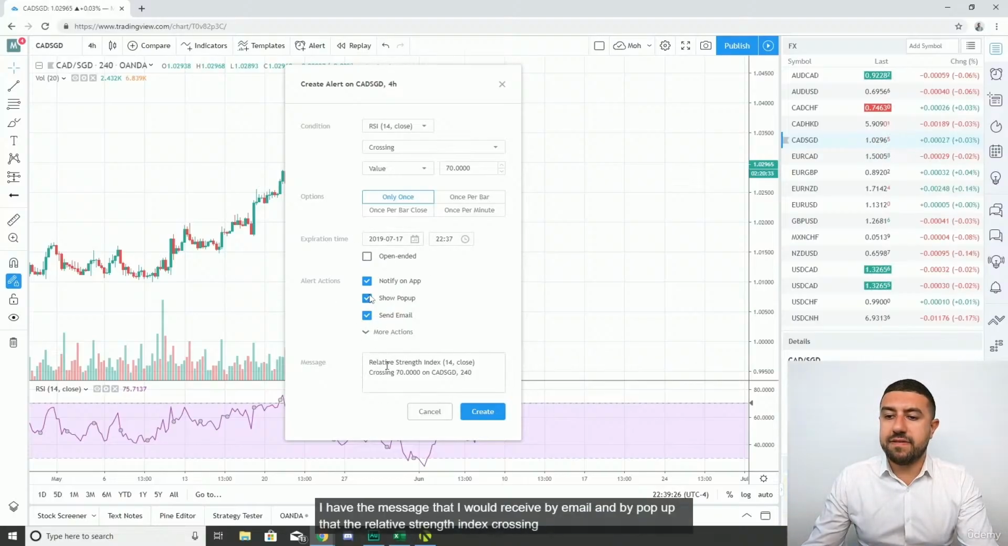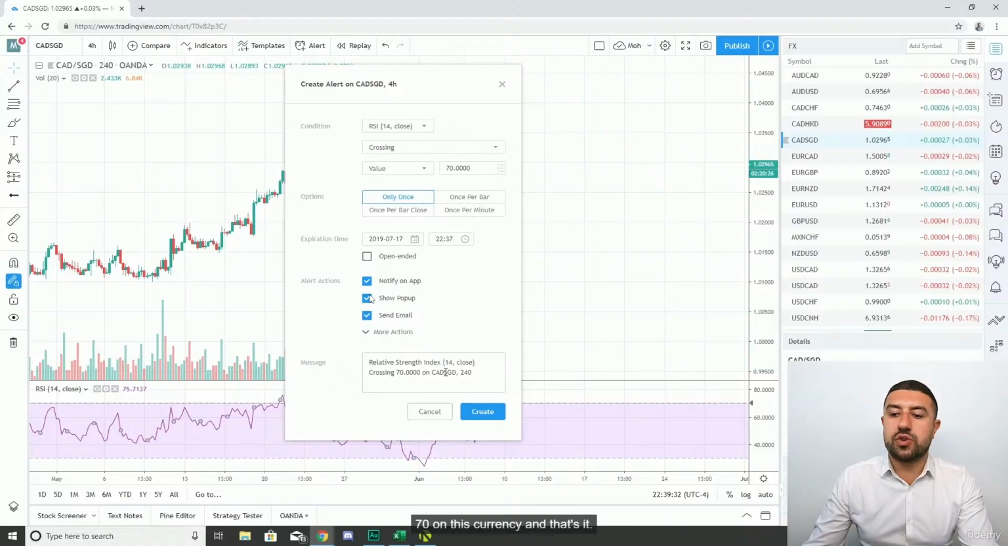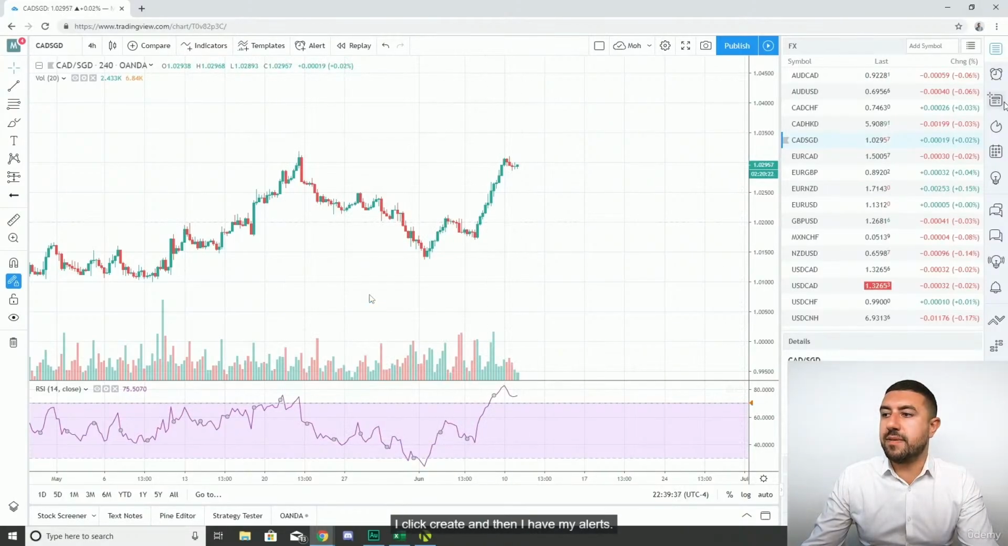And that's it. I have the message that I would receive by email and by pop-up, that the relative strength index is crossing 70 on this currency, and that's it. I click create, and then I have my alert.